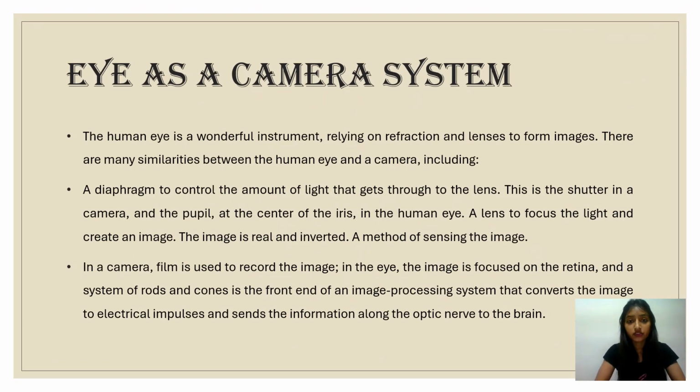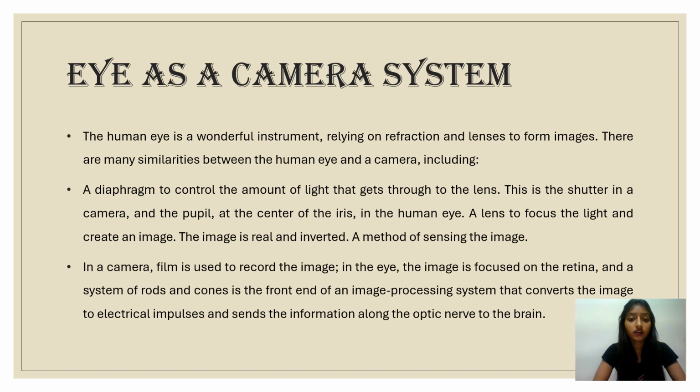Eye as a camera system. The human eye is a wonderful instrument, relying on refraction and lenses to form images. There are many similarities between the human eye and a camera, including a diaphragm to control the amount of light that gets through to the lenses. This is the shutter in a camera and the pupil at the center of the iris in the human eye. A lens is to focus the light and create an image.